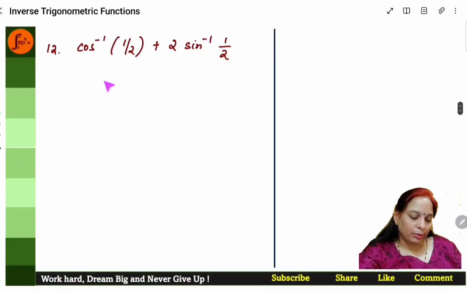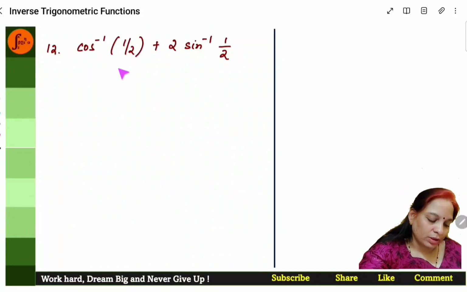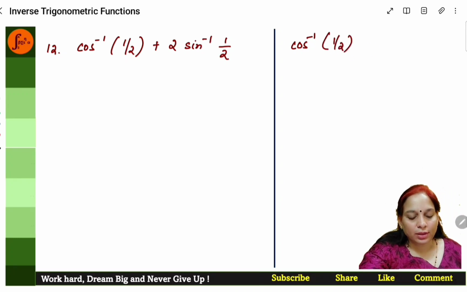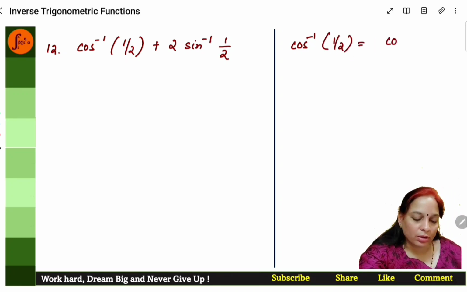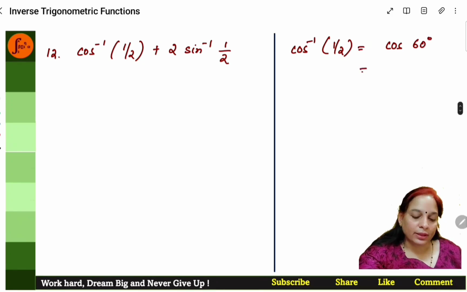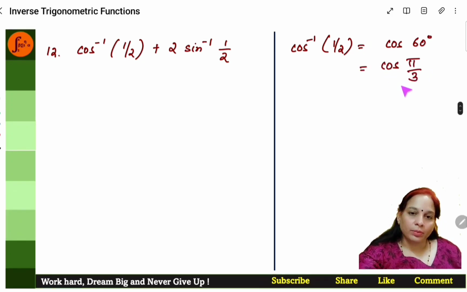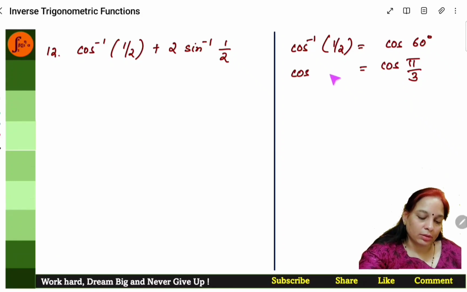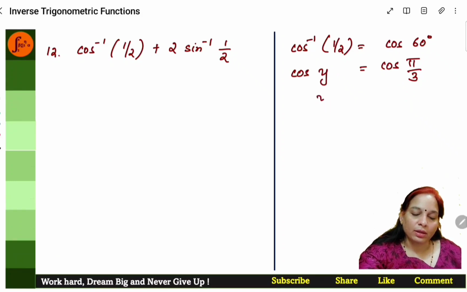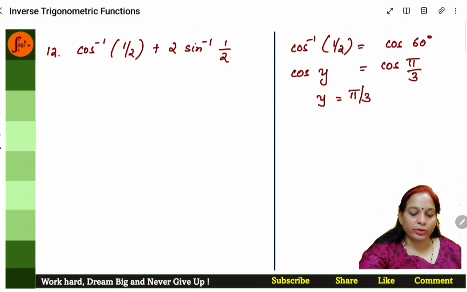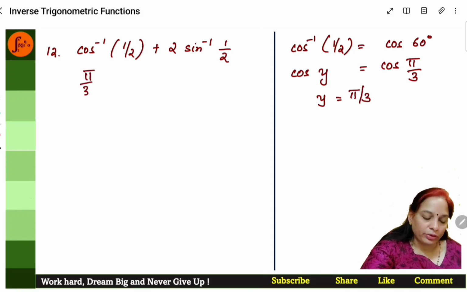Now let's solve the 12th problem. Again, cos inverse of half. Cos inverse of half is going to be cos 60 degree, that is cos pi by 3. Cos pi by 3 is cos y, therefore y is pi by 3. So I'll write pi by 3.